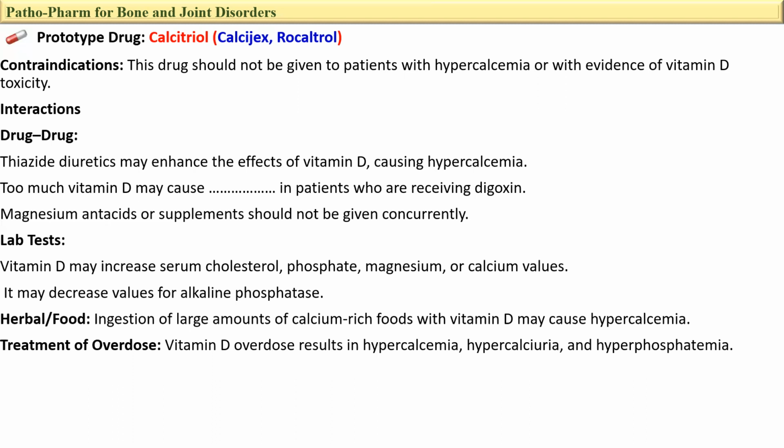Too much vitamin D may cause dysrhythmias in patients who are receiving digoxin. So patients who receive digoxin will be affected by this. Magnesium antacids or supplements should not be given concurrently, due to increased risk of hypermagnesemia.